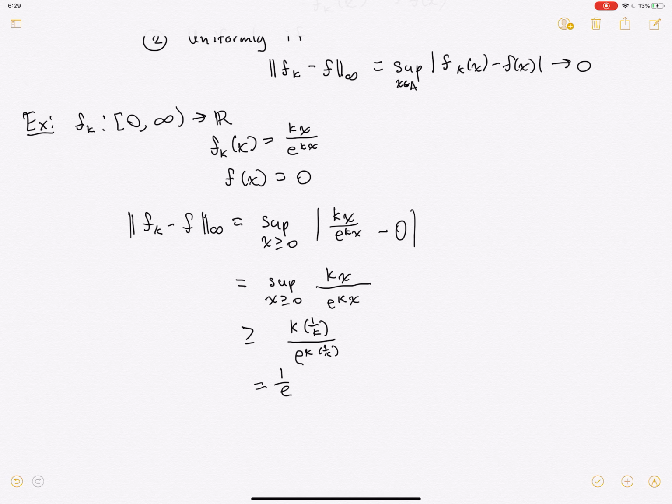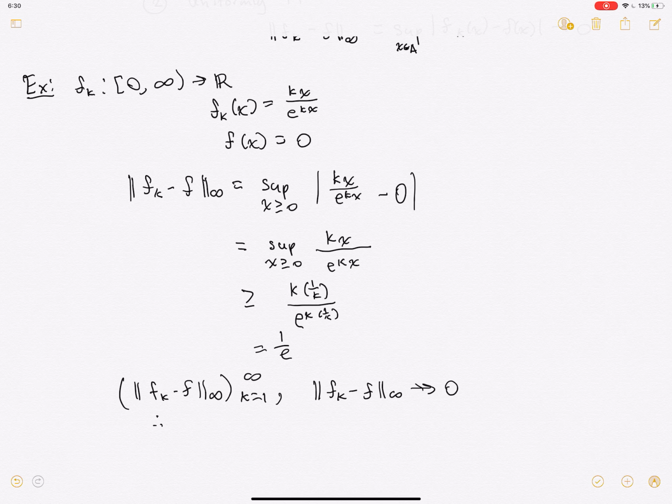So if you look at the sequence generated by the supremum or the uniform norm, then the norm of f_k minus f does not go to 0, it just goes to 1/e. So f_k does not converge uniformly.